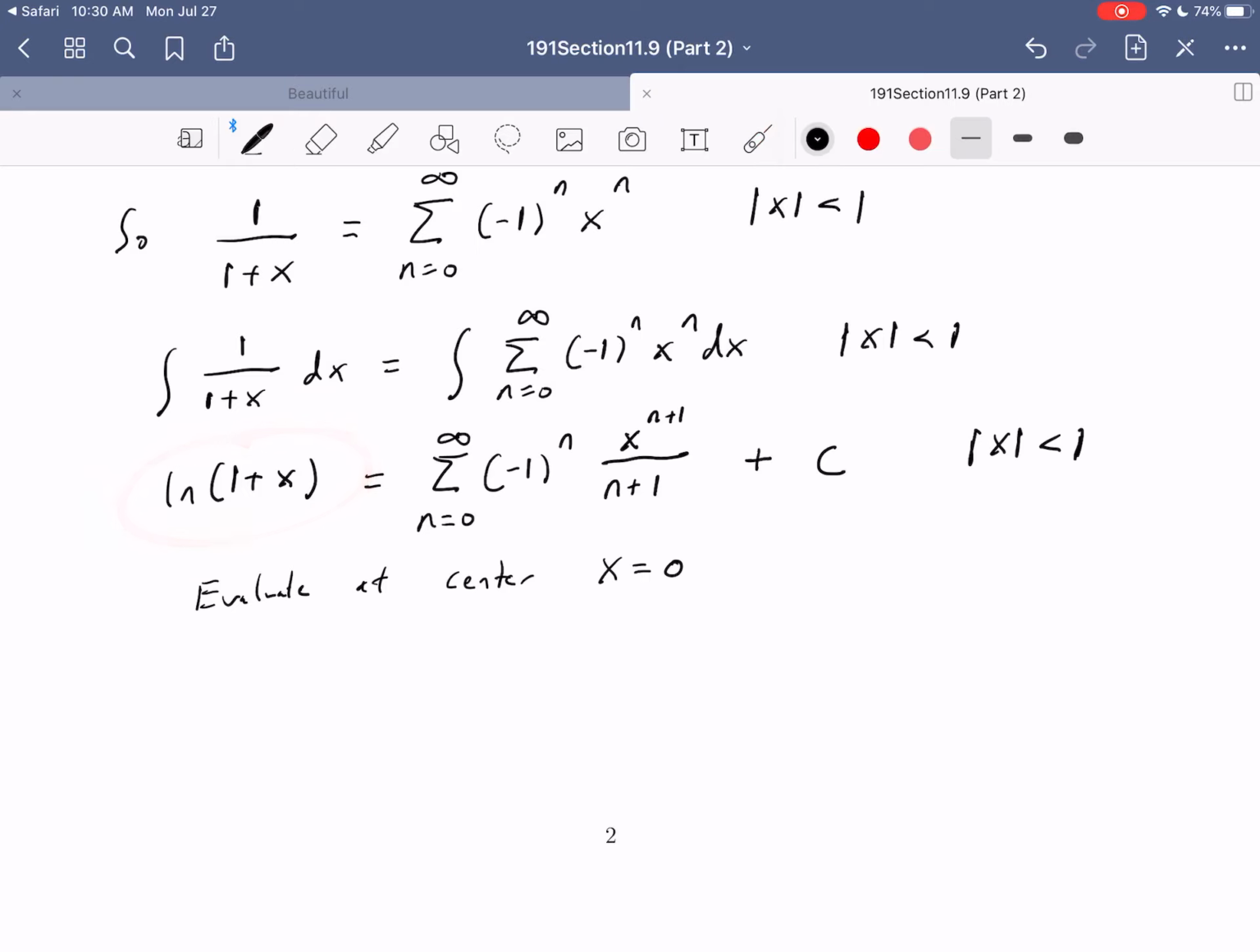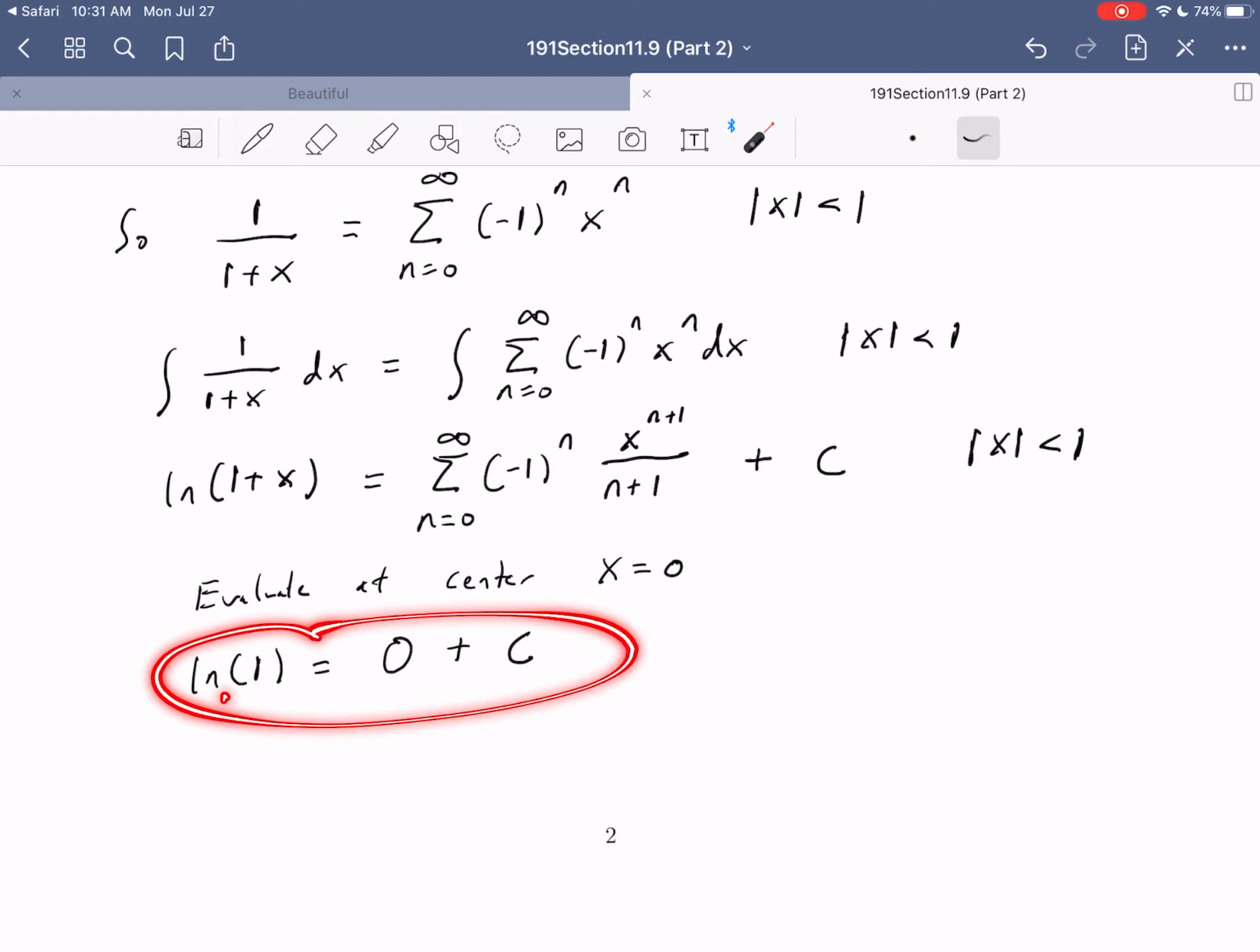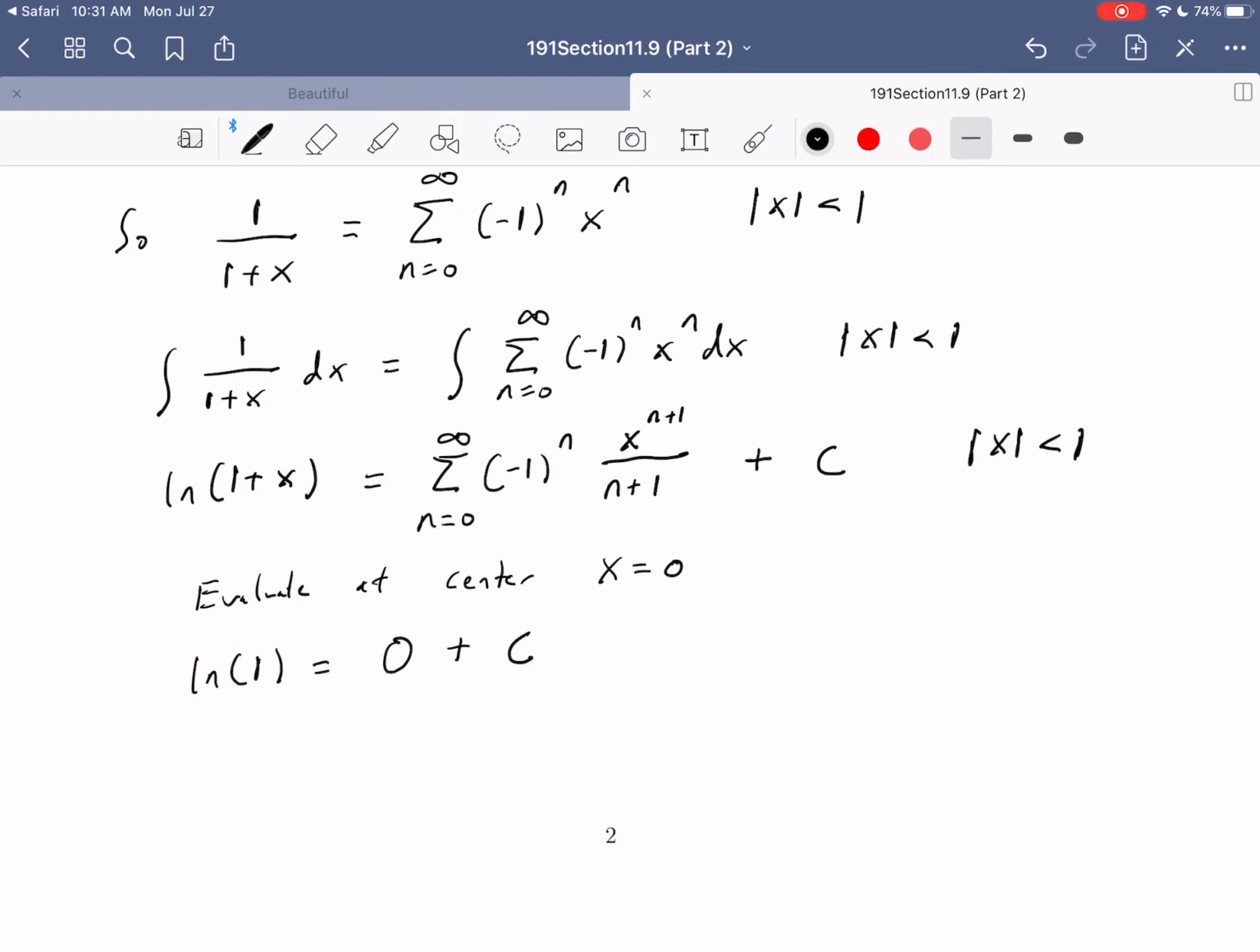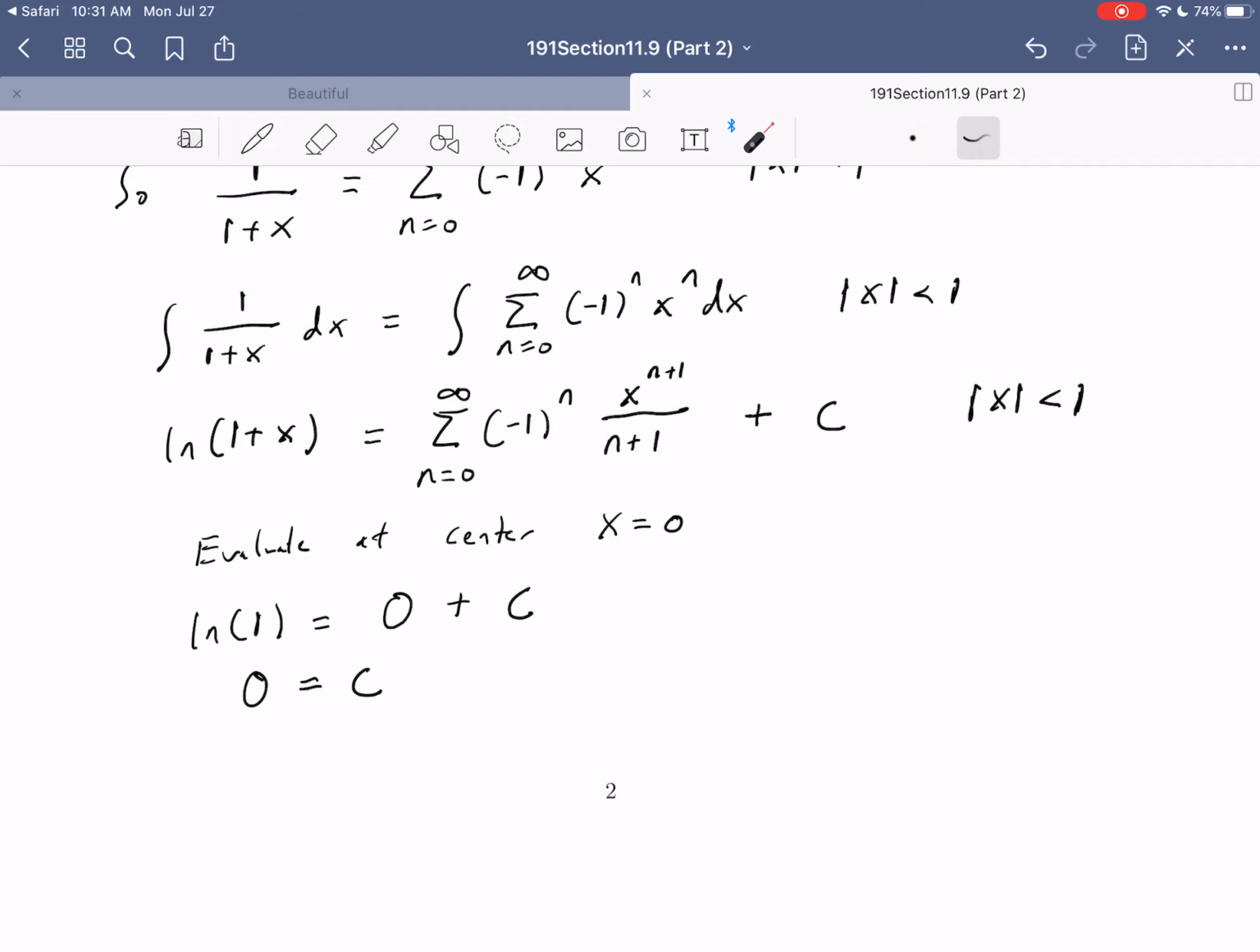On this side, we will get ln of 1. And on this side, because we're plugging in 0 here, we have 0 to the first power, 0 to the second power, 0 to the third, etc. All that's going to be 0. So we're going to just get 0 plus c. And then we can see that that means ln of 1 has to be c, which means c equals 0. So 0 equals c.